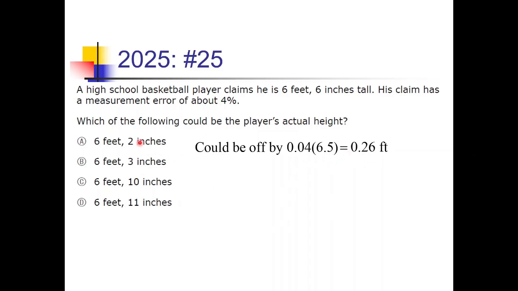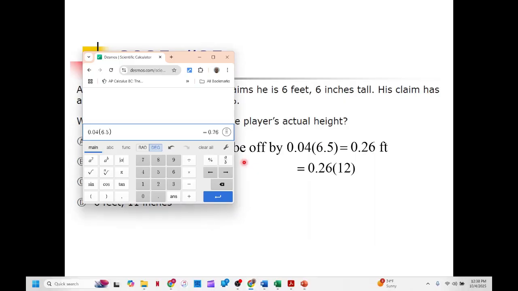Because all the answer choices are in terms of inches, so I can't just use this 0.26 in the format that it's in. So if I multiply that by 12 to figure out how many inches 0.26 feet is, let me do that now. So 0.26 times 12, that gives us 3.12.